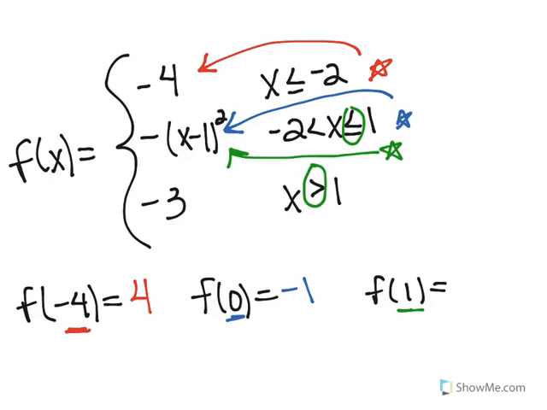So plugging in 1 here, we have -1 minus 1 squared. So that's going to be -0 squared, which is just 0. So there you go. That's how you evaluate piecewise functions.